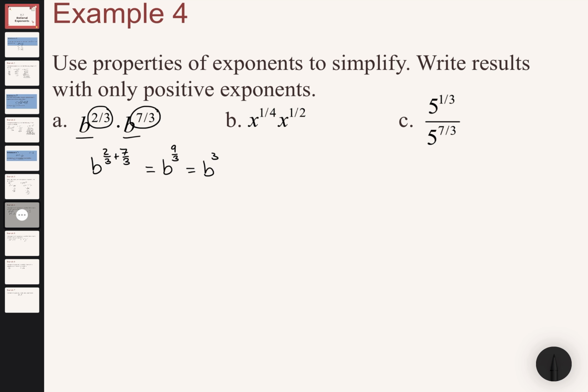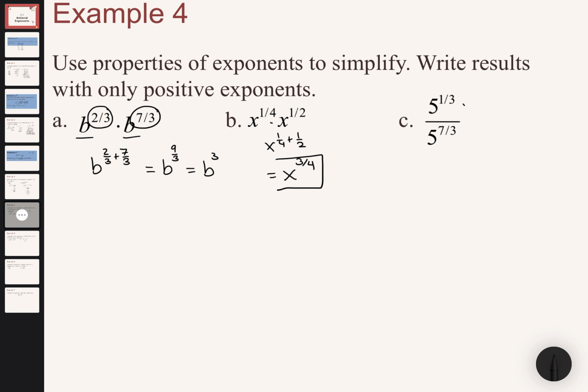Keep going here. x to the 1/4 times x to the 1/2. I would need to add those. So 1/4 plus 1/2, what would that be? Maybe you said 3/4. x to the 3/4. Awesome. I can't really simplify that anymore. So that's as far as I can go.